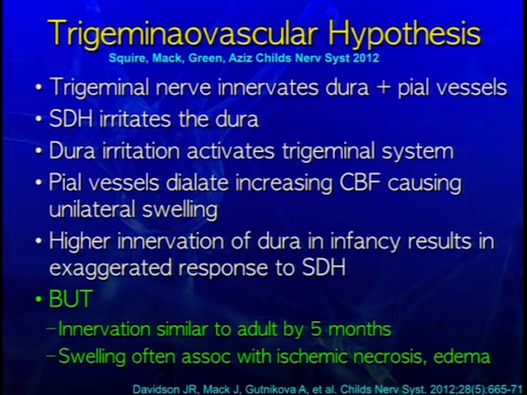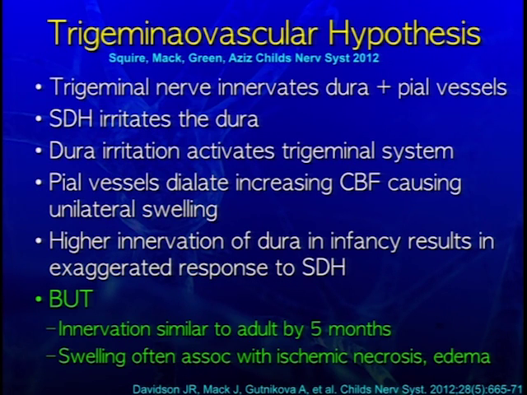The subdural hematoma is thought to irritate the dura, and since the trigeminal nerve also innervates the pial vessels, it's thought to activate the trigeminal system, which then causes dilation of the pial vessels and unilateral swelling. Their argument is that the higher innervation of the dura in infancy with the trigeminal nerve results in an exaggerated response to the subdural hematoma. So there's a mild injury, a subdural hematoma occurs, it irritates the trigeminal nerve, which then activates and dilates the pial vessels, causing increased blood flow to that side, and that's the blood flow that's causing that unilateral swelling.